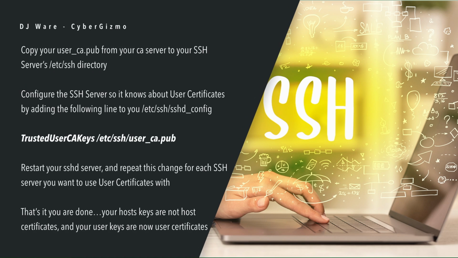Now, to get to them, I need to go back to my SSH server and copy my user CA pub file over to the SSH server SSHD directory. So SSH directory, and then I'll need to edit my SSHD config and add TrustedUserCAKeys and point to /SSHuser_CA.pub, and then restart the server.